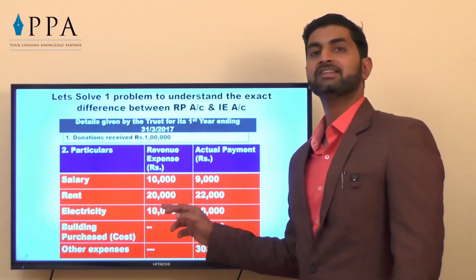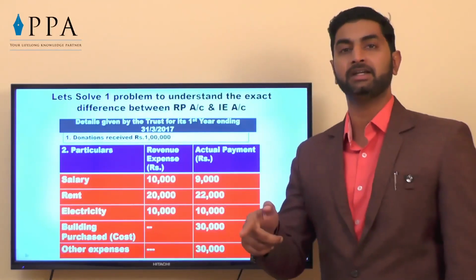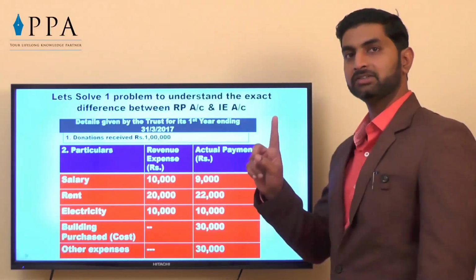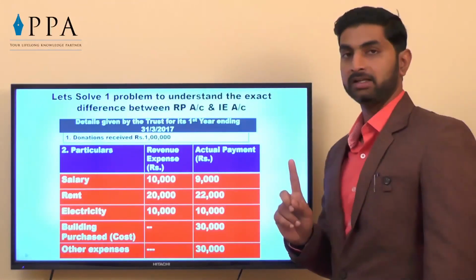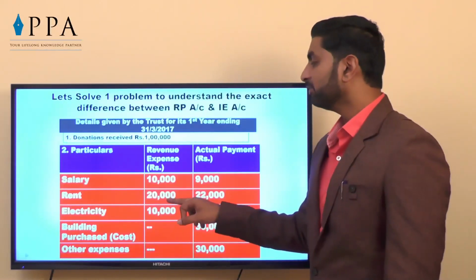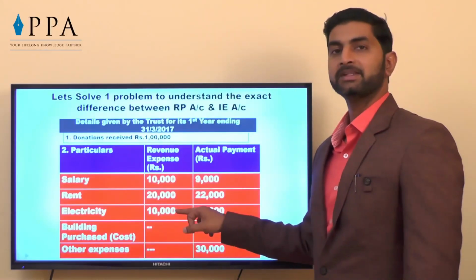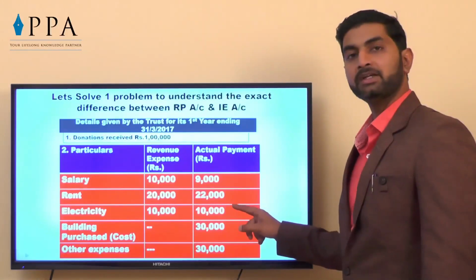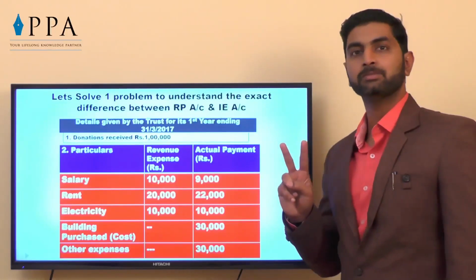Salary expense says 10,000. It means it should have been paid 10,000, but payment says till now only paid 9,000. So 1,000 is still payable. Is it asset or liability? Exactly, it's a liability. In case of rent, it was expected, revenue expenses, it was expected to be paid only 20,000. Till now we have paid 22,000. It means 2,000 paid extra.